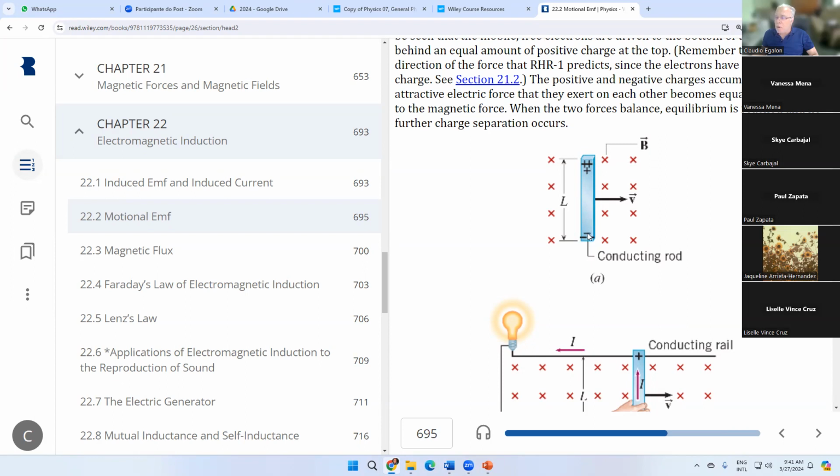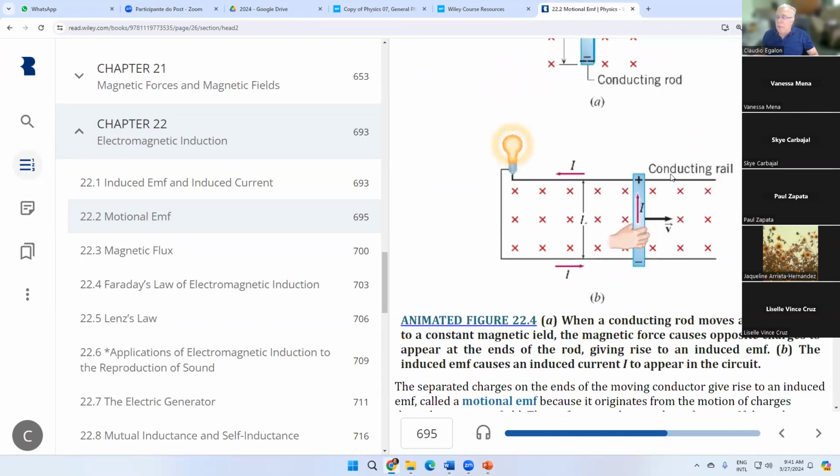what's going to happen? We are going to have the positive charges in this bar move upwards, V cross B, okay? And then we are going to have a polarity in this bar, positive at the top, negative at the bottom. If we close the circuit, this bar is going to behave like a battery, like a power source. And then you're going to have an induced current in the circuit. That's another way of looking at the problem.